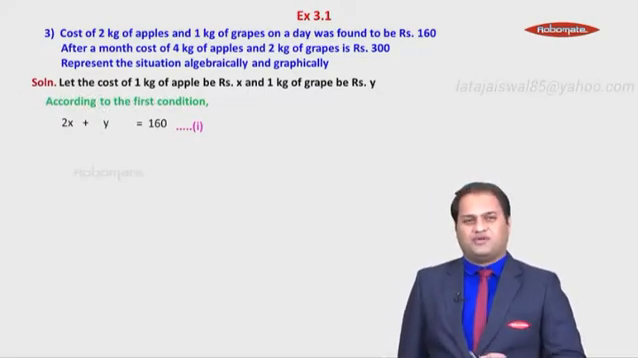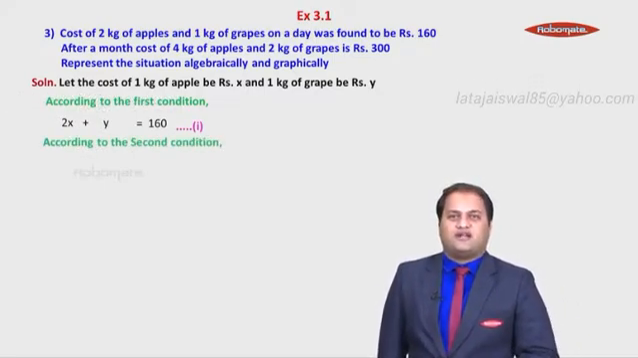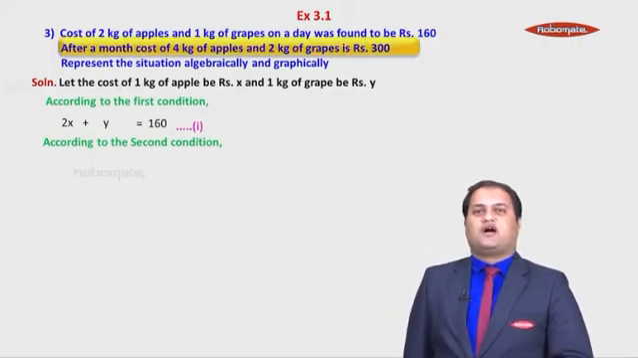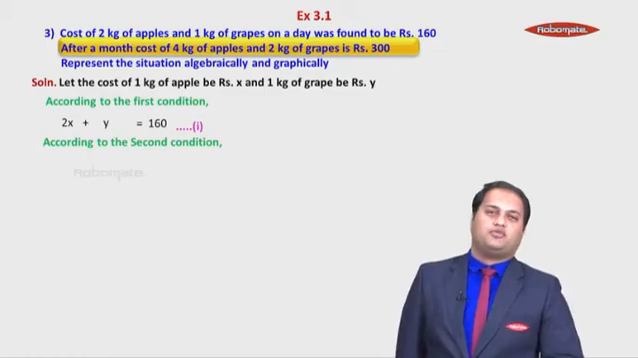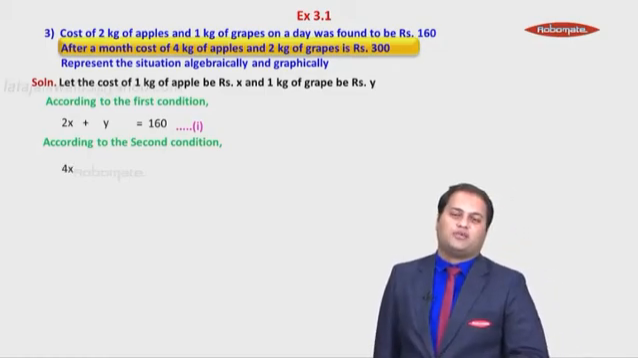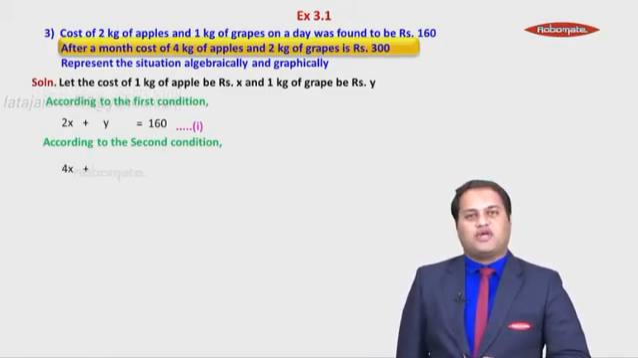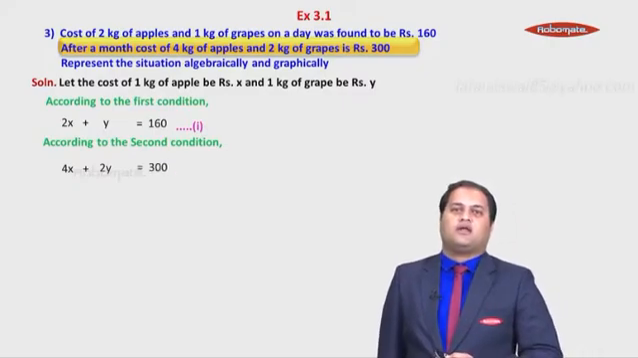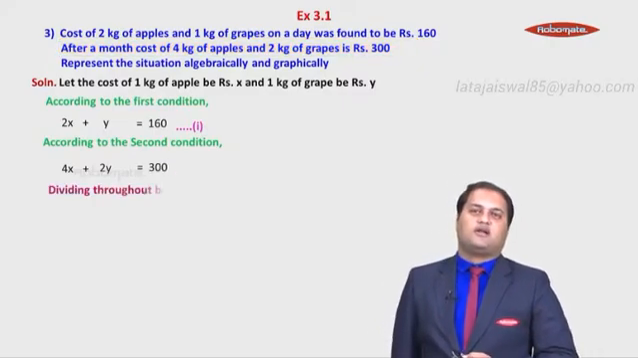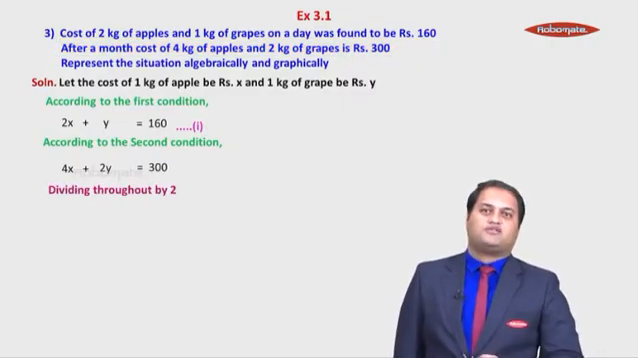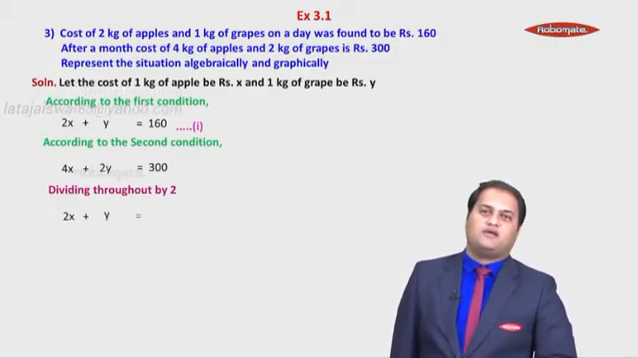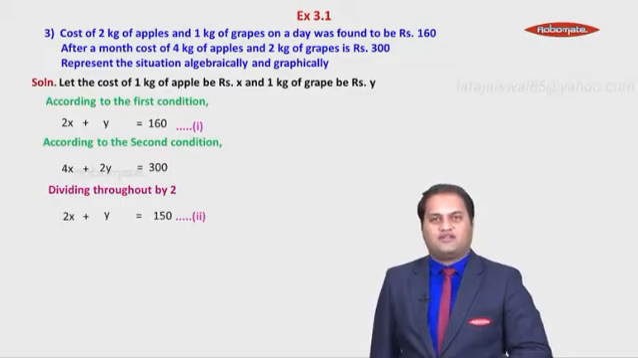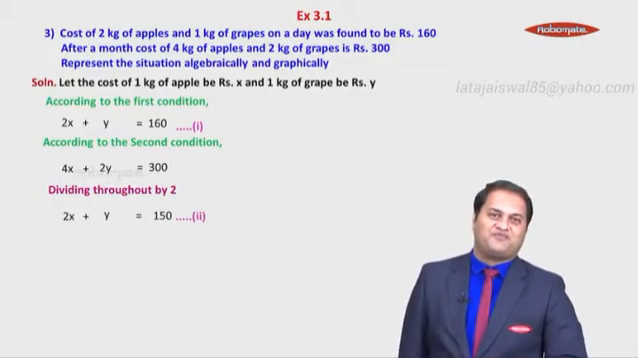Simple, very simple. According to the second condition, let's see what is the second condition. After a month, the cost of 4 kg of apples and 2 kg of grapes is rupees 300. 4 kgs of apple is 4X plus 2 kgs of grapes is 2Y. Now, total cost is 300. You can simplify this by dividing throughout by 2 and you get 2X plus Y is equal to 150. Let this be equation number 2.